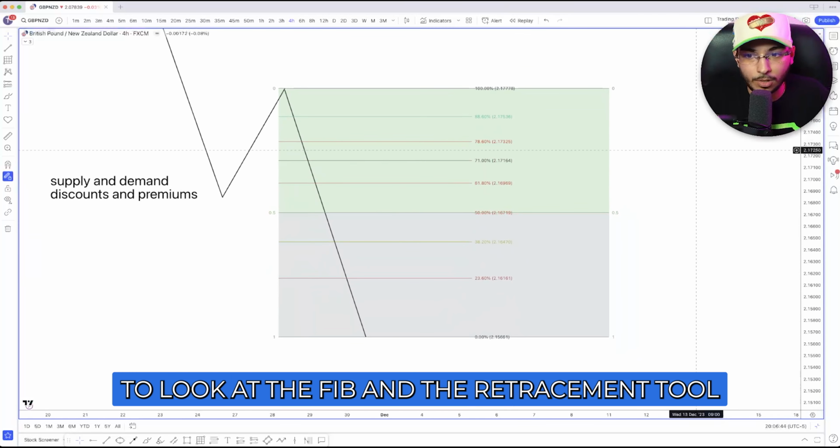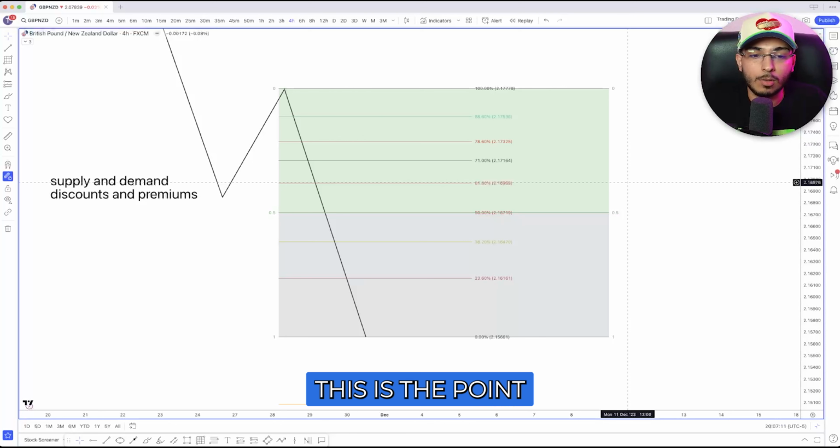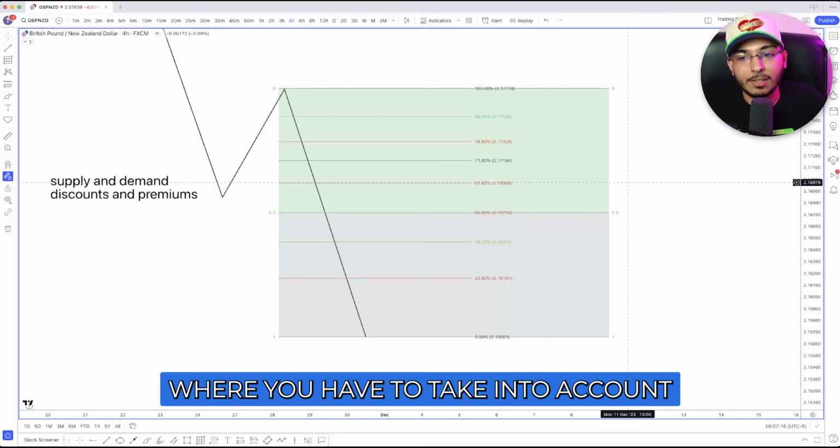This is the equilibrium. At the equilibrium, what ends up happening, guys? This is the halfway point. This is the point where supply and demand meet. And this is also where you have to take into account discounts and premium. So anything below the 50 is a discounted price. Anything above the 50 is a premium price.